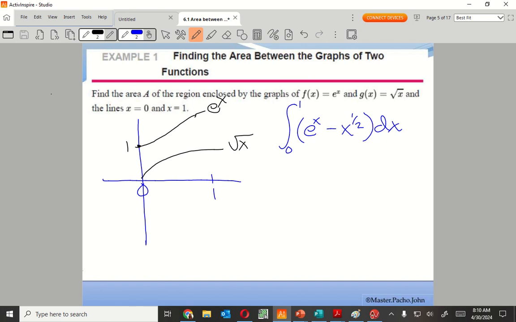So let's integrate. This is going to give me e to the x, and this one I add 1. So that's going to be 3/2, right? Yes, 3/2, and then I divide by 3/2, or multiply by 2/3 x to the 3/2, from 0 to 1.